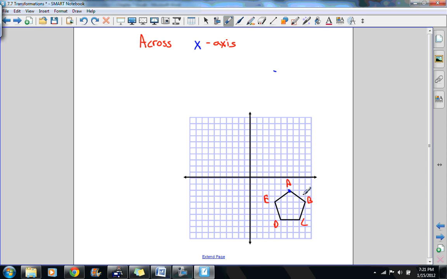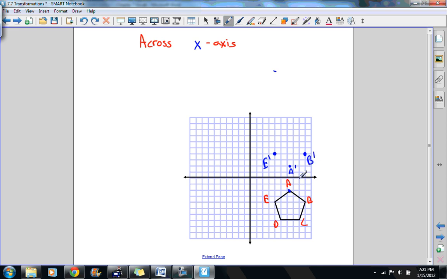Okay? This is halfway in between these 2 points, but it doesn't matter because we're just flipping it over the x-axis. Okay, so this was 2 down from there, so now it has to be 2 up, halfway in the middle. So that's A prime. E was 1, 2, 3, 4 down, so now it has to be 1, 2, 3, 4 up. And we'll call this E prime. B was 4 down, so now it has to be 4 up from the same place.